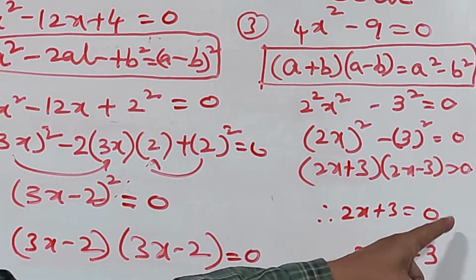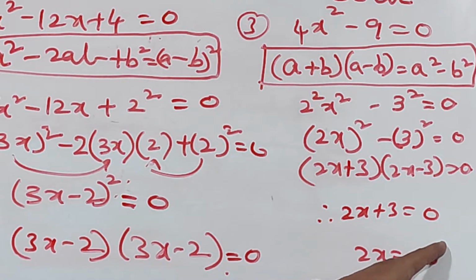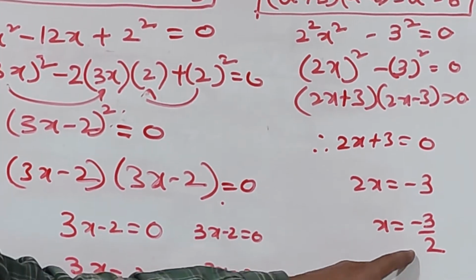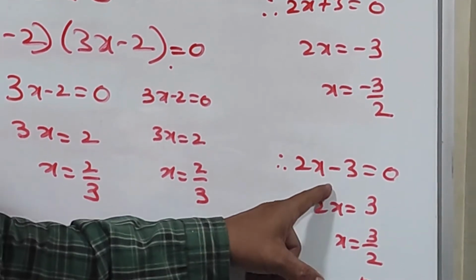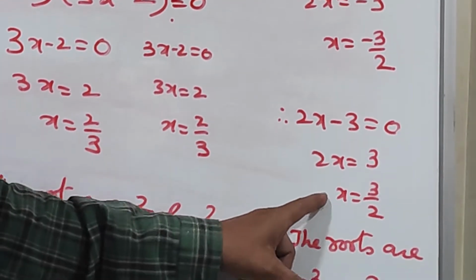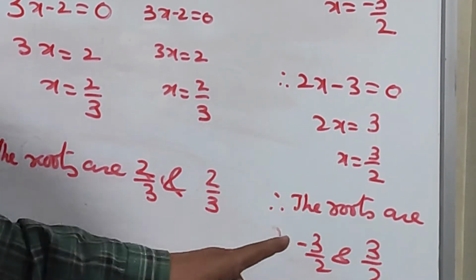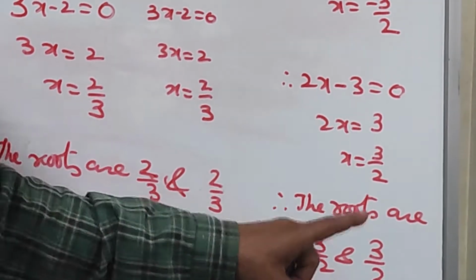So 2x plus 3 is equal to 0, 2x is equal to minus 3 and x is equal to minus 3 by 2. Then next is 2x minus 3 is equal to 0. Then 2x is equal to minus 3 will become plus 3. Then x will be equal to 3 by 2. Therefore, the roots are minus 3 by 2 and 3 by 2.